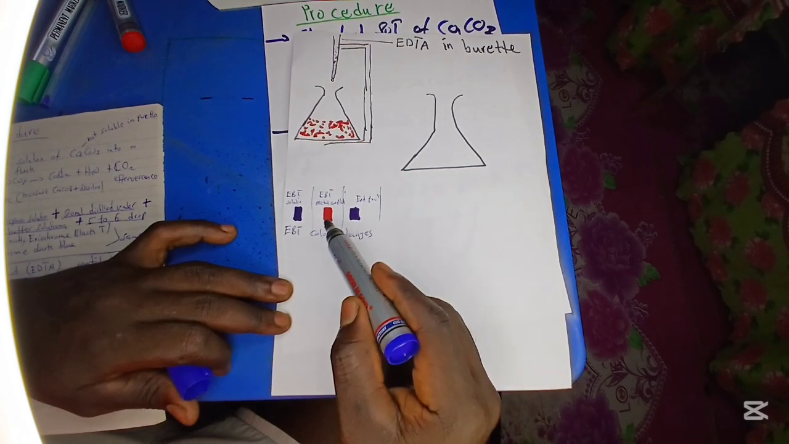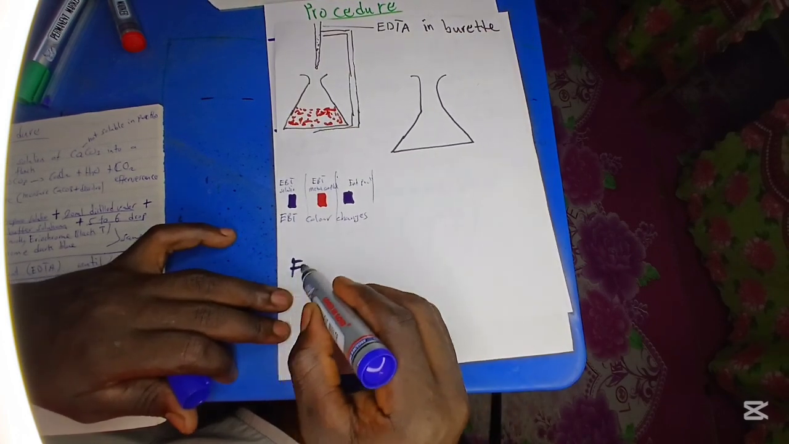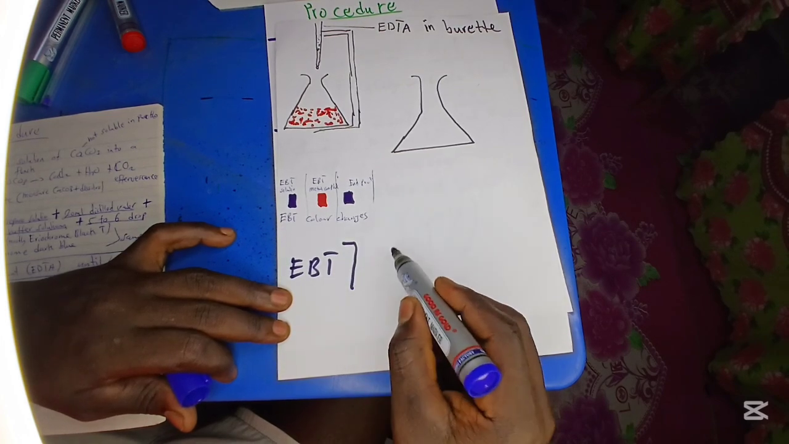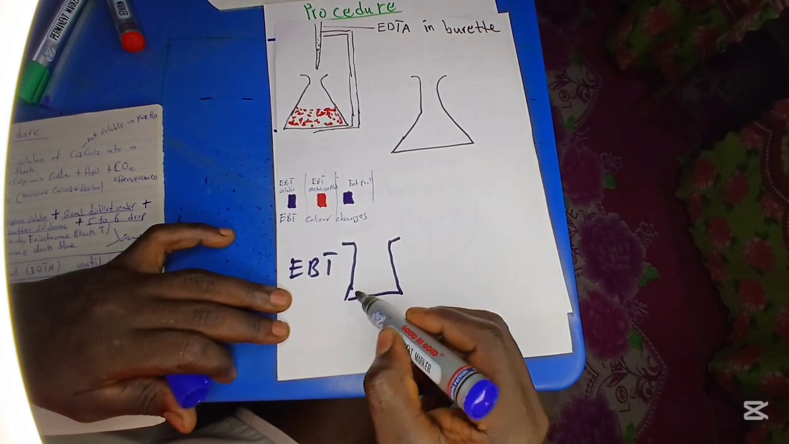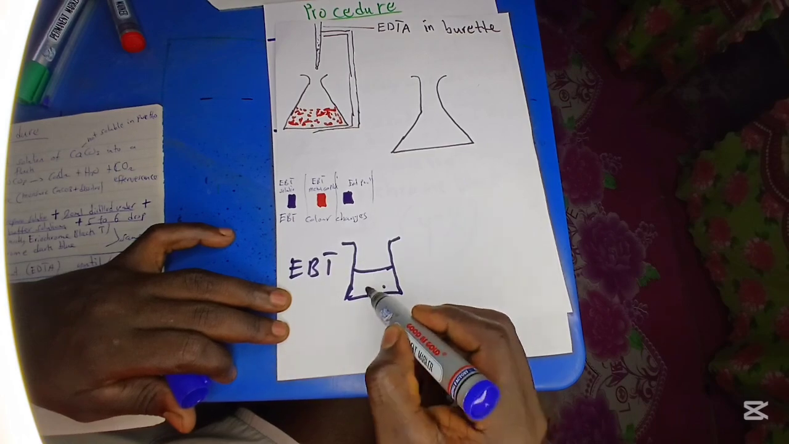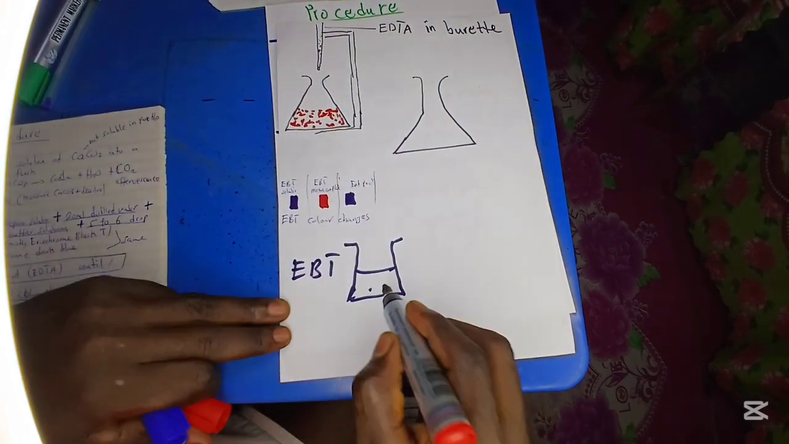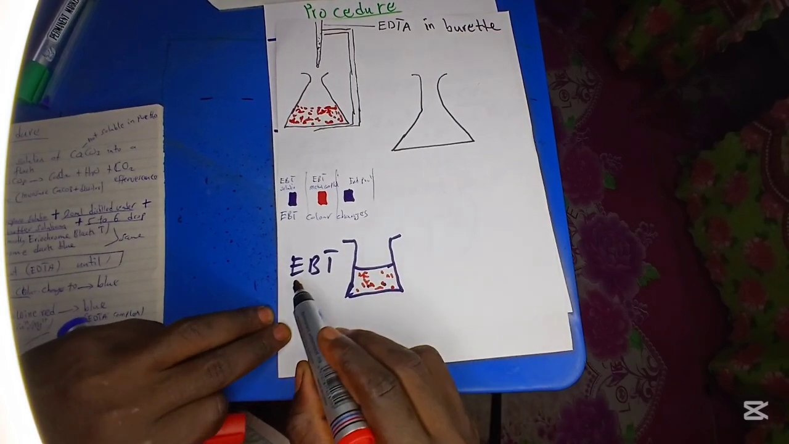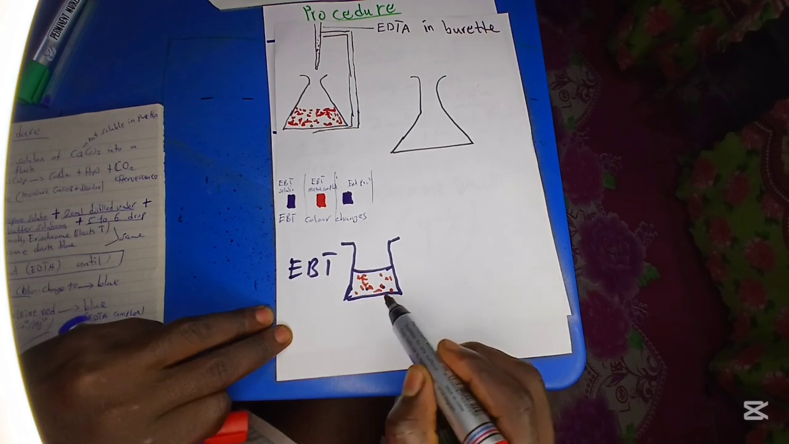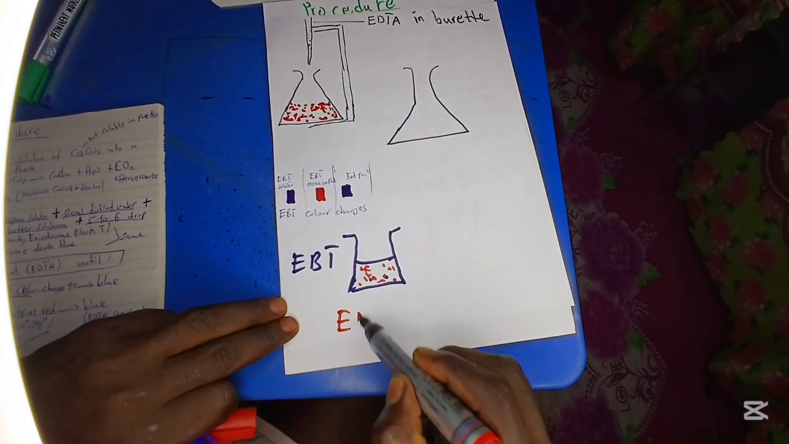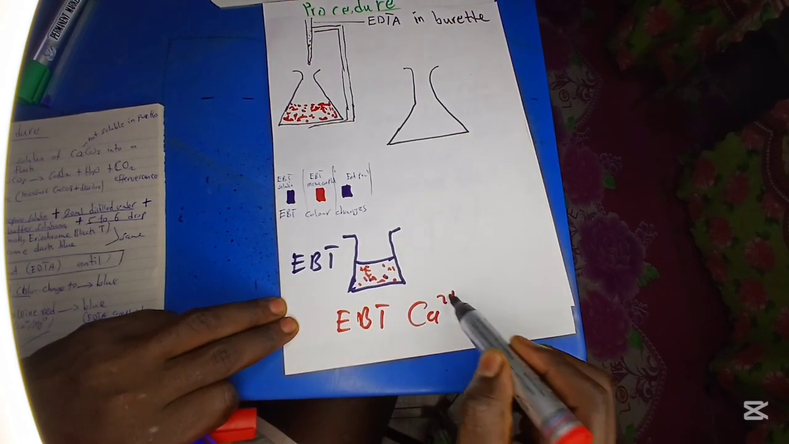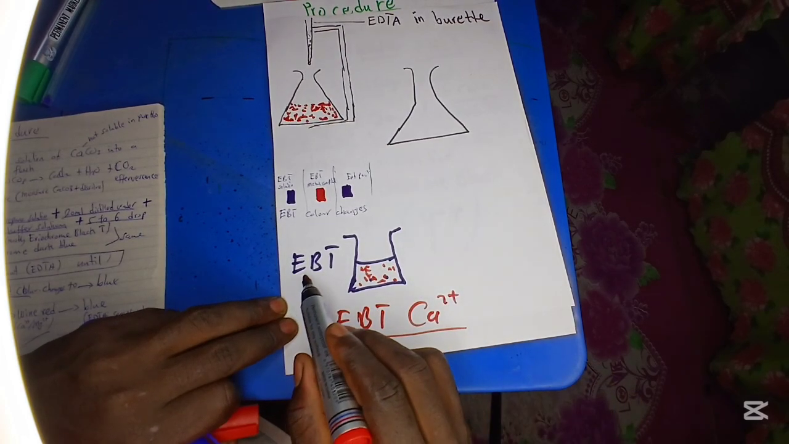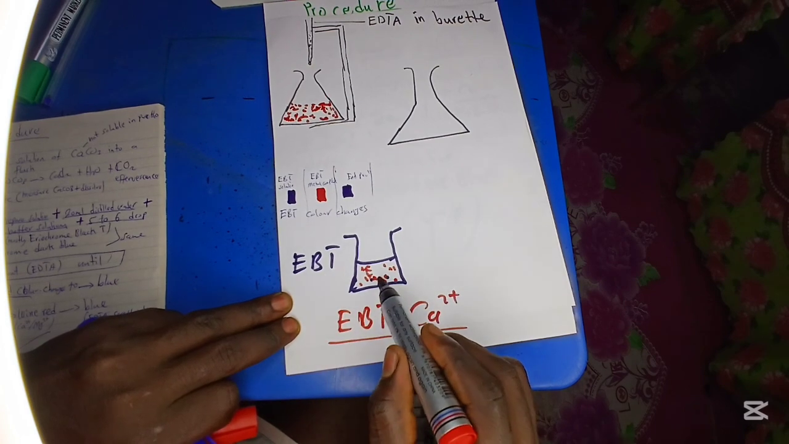And when we add our EBT, Eriochrome Black T, into the solution sample, the solution is going to turn red or wine red. Why? Because the indicator is firstly going to form a complex, an EBT-Ca2+ complex, with the metal ion. That is why the color of the indicator solution changes from blue to wine red.